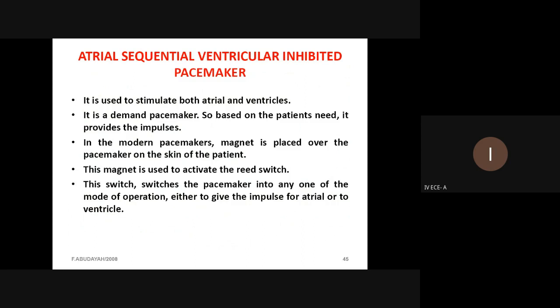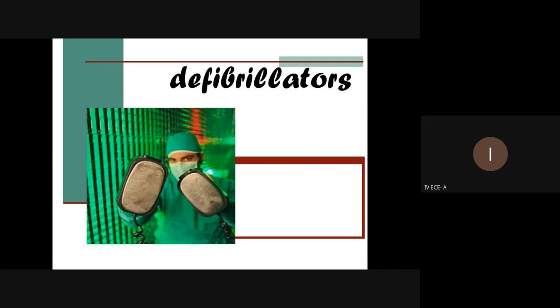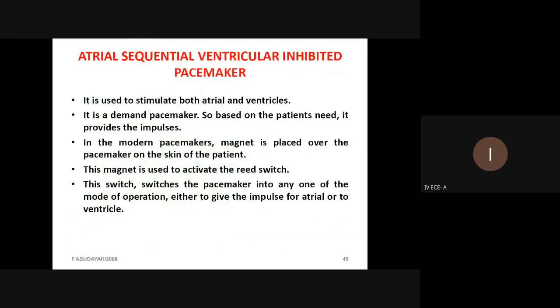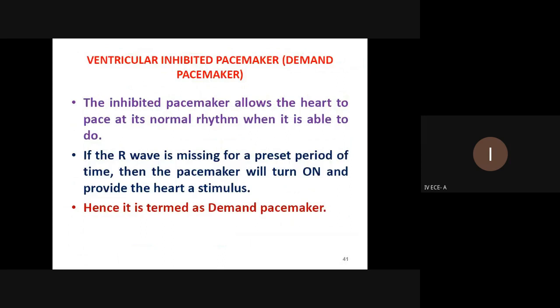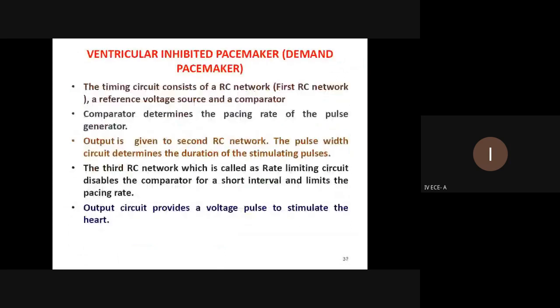Okay, then the atrial sequential ventricular inhibited pacemaker is used for both atrial and ventricle stimulation. It is a demand pacemaker, so based on the patient's need, it provides the impulses. In modern pacemakers, a magnet is placed over the pacemaker on the skin of the patient. This magnet is used to activate the reed switch. This switch switches the pacemaker into any one mode of operation, either to give the impulse for the atrium or to the ventricle.